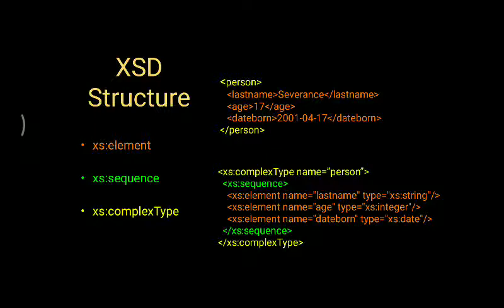So there is one example here. You can see this xs:complexType name equal to person, and we will be writing the sequence for the person. Then under the sequence tag, we will be writing elements. xs:element name equal to name, age, then date of birth. So we will be writing different types of data under the sequence, and we will be closing that sequence, and we will be closing that complex type. This is what XSD structure is, XML schema definition.